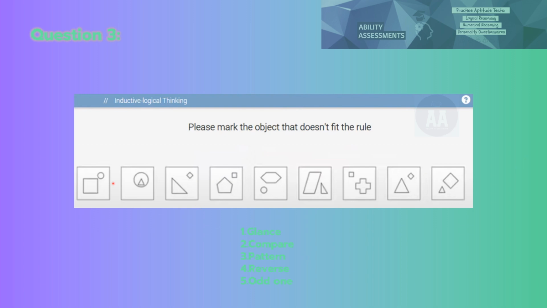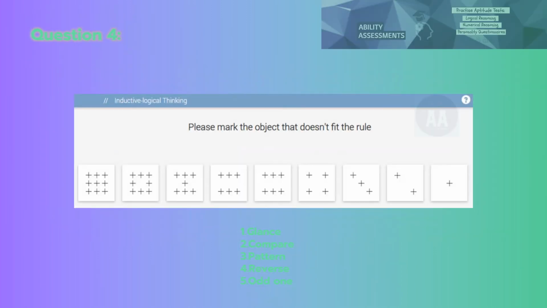And finally, as a result of identifying the pattern, we've already determined the odd one out, or the one that doesn't fit in, which is this one here, the second object, because this is the only one where the smaller shape is inside the larger shape, whereas in every other object, the two shapes are outside of each other. Moving on to question 4.